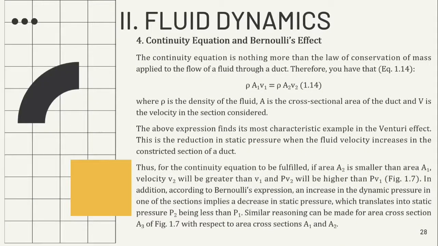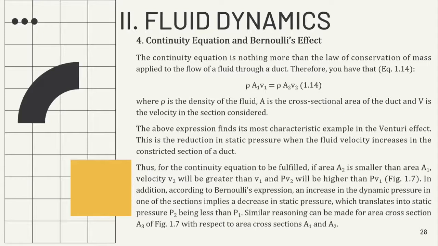Number 4. Continuity equation and Bernoulli's effect. The continuity equation is nothing more than the law of conservation of mass applied to the flow of fluid through a conduit. Therefore, you have the equation below: ρA1v1 equals ρA2v2, where ρ is the density of the fluid, A is the cross-sectional area of the duct, and v is the velocity in the sections considered. The above expression finds its most characteristic example in the Venturi effect.